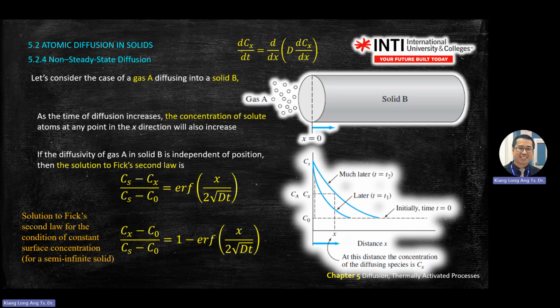This one is the semi-infinite solid for constant surface concentration. Okay. So some texts will give you this one, some texts will give you that one, so there are two. And we are not interested in the derivation of this equation. Okay, just apply.